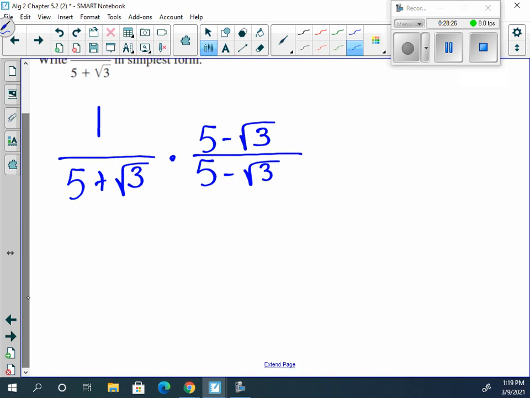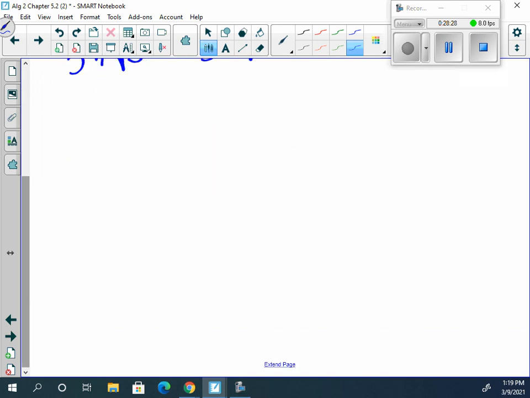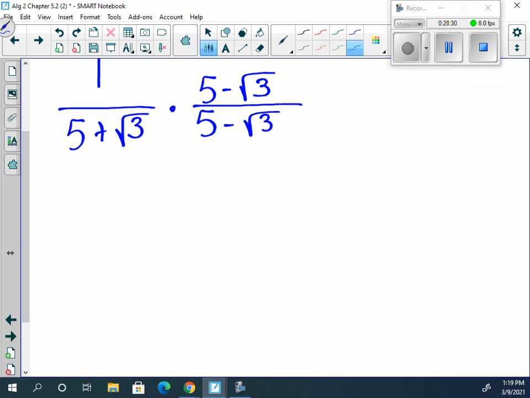And we'll see this here, because this works specifically for this reason. Now, the numerator is just going to be 5 minus the square root of 3, because we're multiplying it by 1. Because 5 minus square root of 3 times 1 is just 5 minus square root of 3. That's the nice thing about 1.